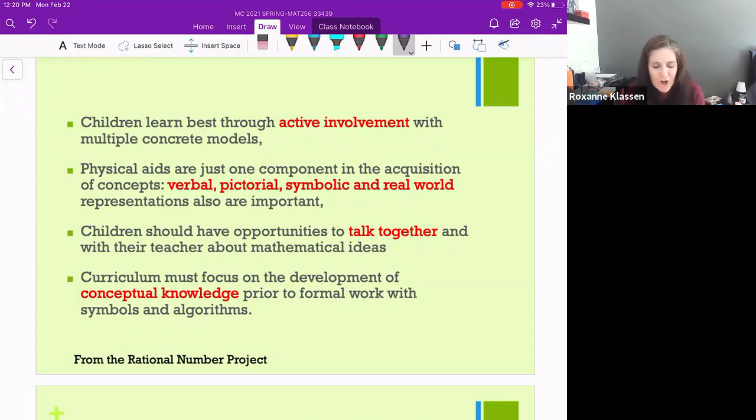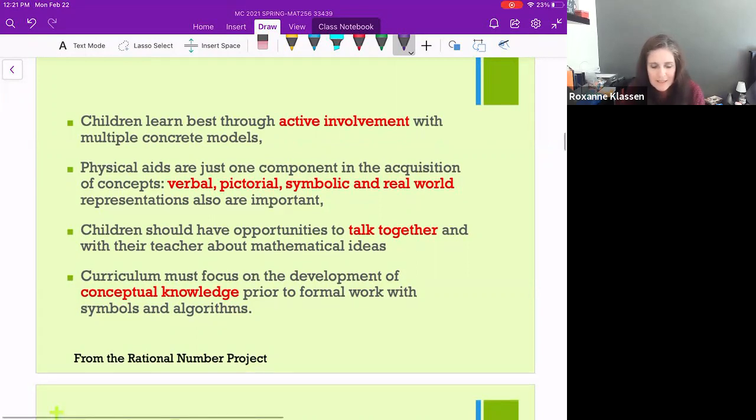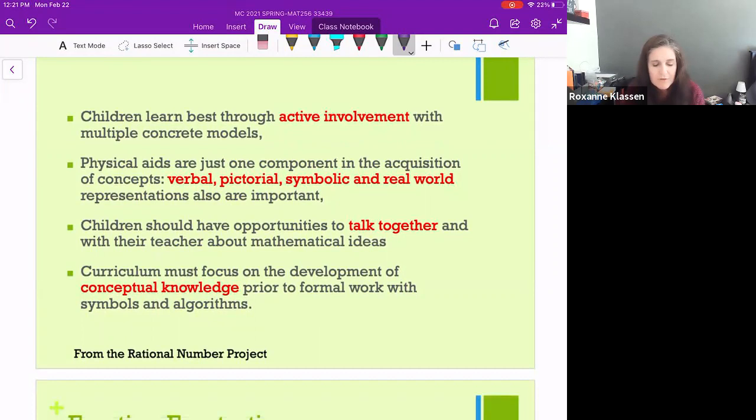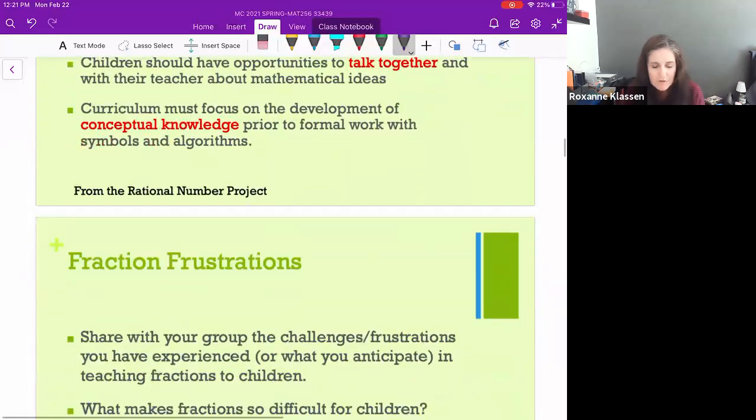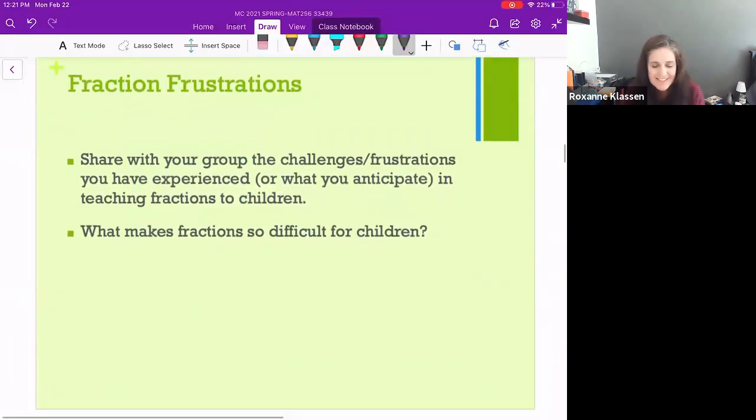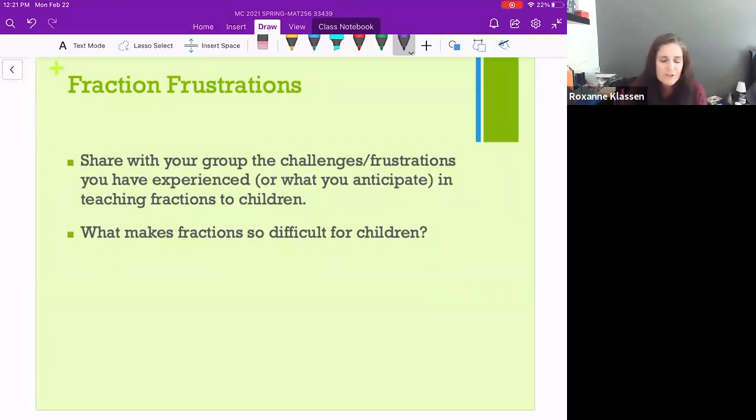Children should have opportunities to talk together and with their teacher about mathematical ideas. Amazing, right? You're not just little computational machines. They need to understand things. And curriculum must focus on the development of conceptual knowledge prior to formal work with symbols and algorithms. So, fraction frustrations. I want everybody to write in the chat some kind of challenge, frustration, or what they've seen or anticipate with teaching fractions to children. What makes fractions so difficult, maybe for you or for kids? Get that ready in the chat.